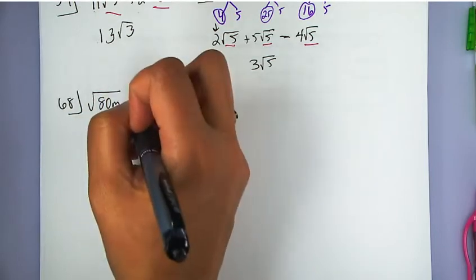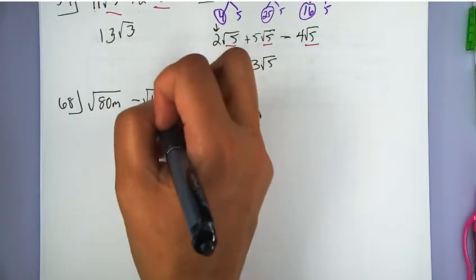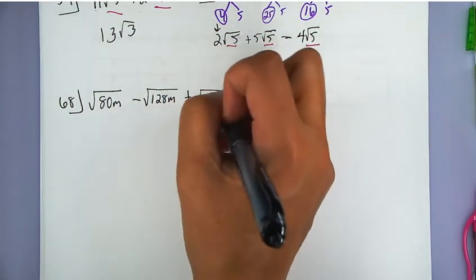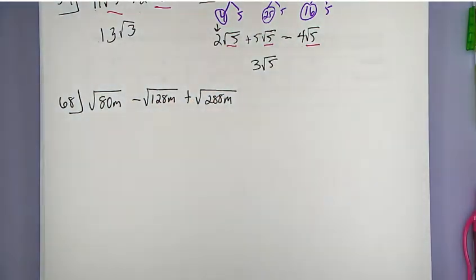Minus, now 128. How do we do 128? Well, 128 is 64 times 2. And I apologize, my phone rang. Please forgive. I didn't turn my ringer off like a smart person. Please forgive.